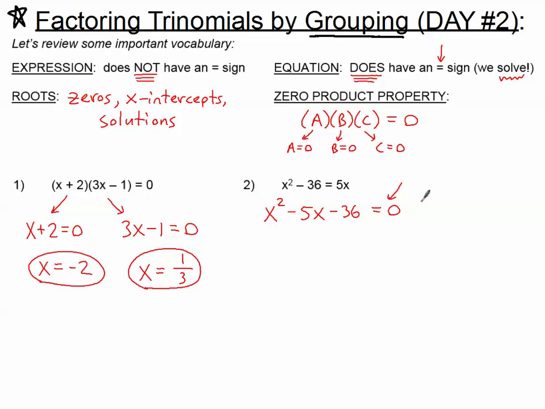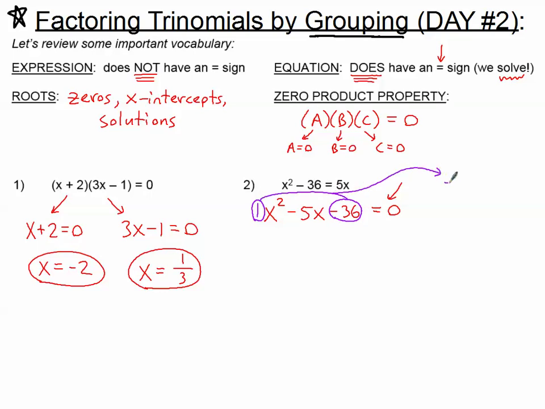I need my 0. Now I have a trinomial, and I'm going to factor this trinomial using the grouping method. I'm taking my first coefficient, which is 1, and my last coefficient, which is negative 36. I'm multiplying them together.